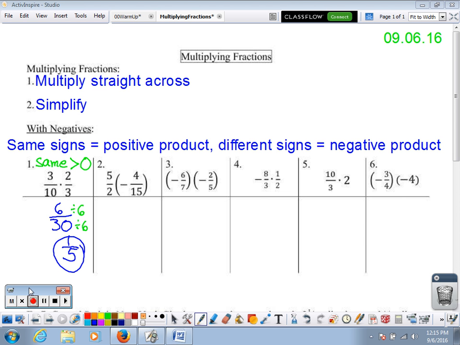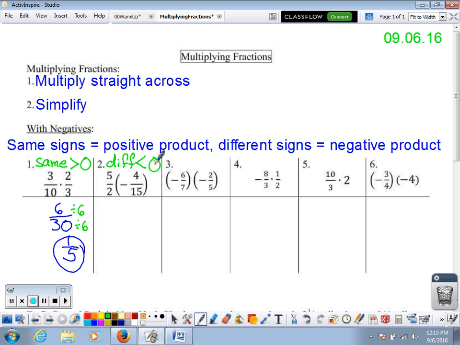Okay, let's take a look at number 2. I'm going to start out the exact same way. Before I even look at the numbers, I recognize that I'm multiplying, and I want to look at the signs. So I have a positive times a negative. The signs are different. And we said if they have different signs, our product is negative, less than 0.